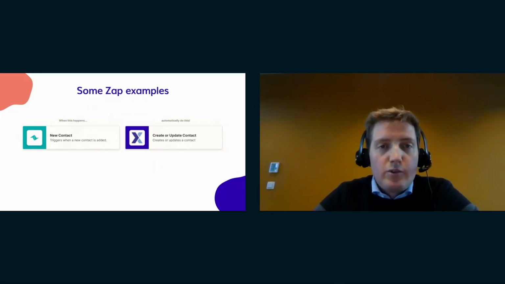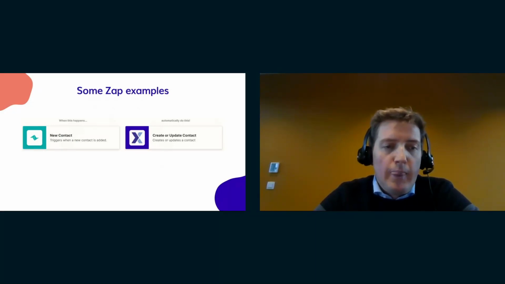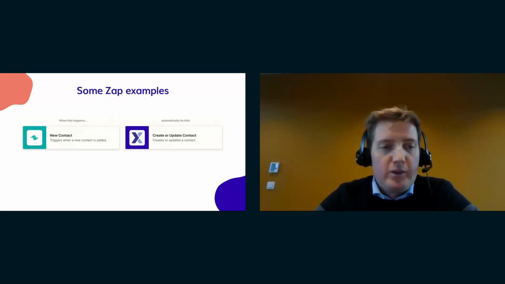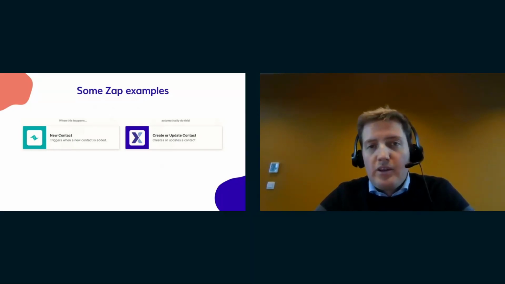So, some specific Zap examples. In this case, we are using Team Leader for the trigger. We choose the trigger new contact. So when a new contact is added in Team Leader, this Zap is going to make sure that the contact is also added in Flexmail. So the action is create or update contact in Flexmail. And this way, the contacts in your Team Leader are the same as the contacts in your Flexmail account.